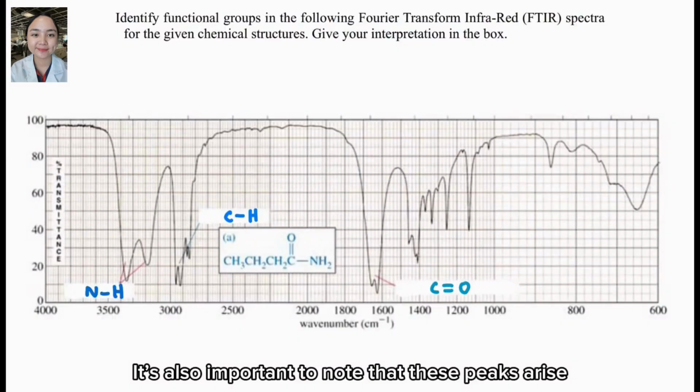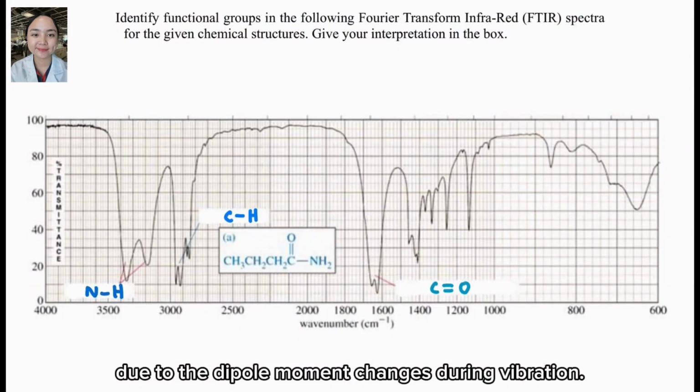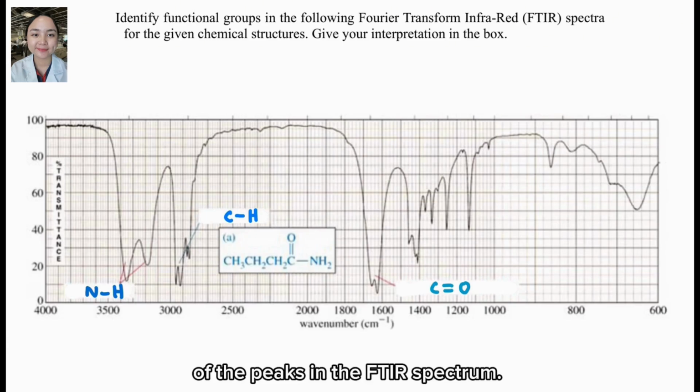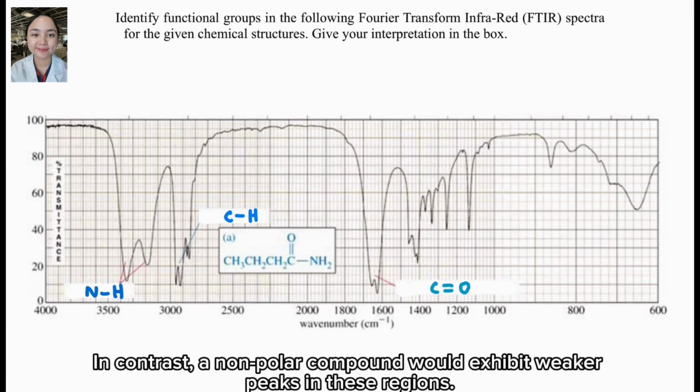It is also important to note that these peaks arise due to the dipole moment changes during vibration. The amide group is polar, which increases the intensity of the peaks in the FTIR spectrum. In contrast, a non-polar compound will exhibit weaker peaks in these regions.